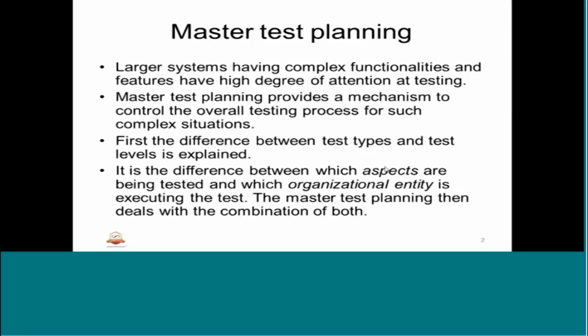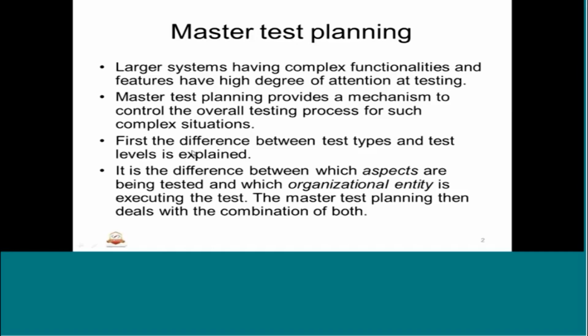Okay, so larger systems having complex functionalities and features require a high degree of attention to testing. Master test planning provides a mechanism to control the overall testing process for such complex systems. First, the difference between the test types and the test levels is explained. What are the test types? What are the test levels? We will see that in the next slides. It will bring out the differences between these two, because that is very much important in identifying the key elements of the plan.